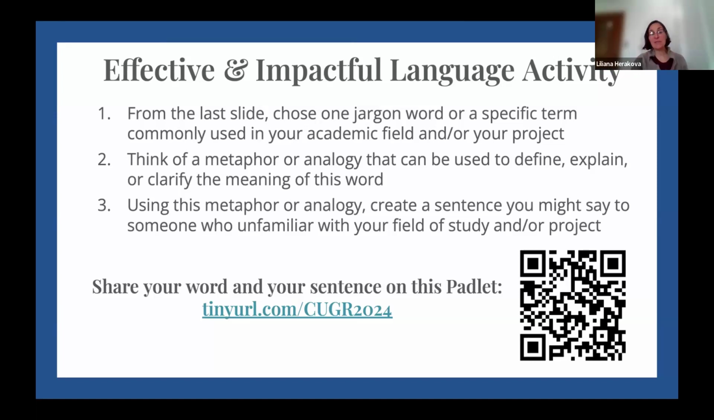Sorry, you can also use the link on the slide, tinyurl.com/slide CUGR 2024 to access the Padlet. Okay, is the QR code shared already? It might not be. Is it shared with audience members? It's on the screen right now. So if people are on a computer and have their phones, they can scan the QR code or just put the tiny URL link in your browser.